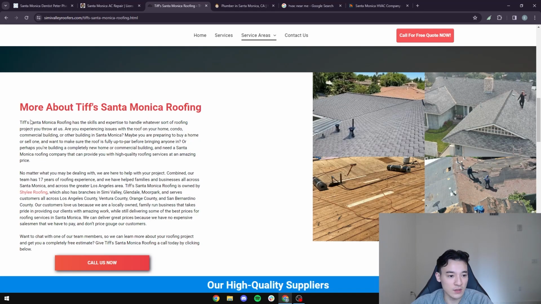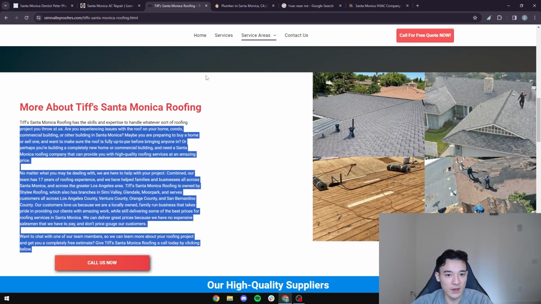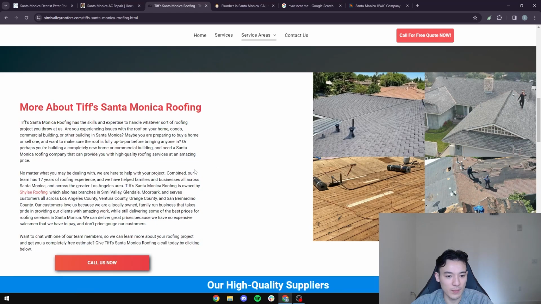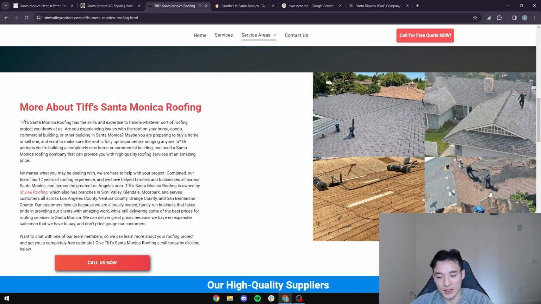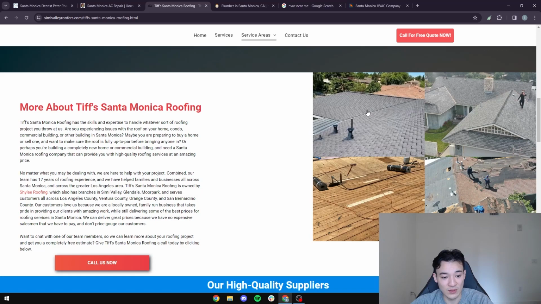Maybe it's emergency services, 24/7. Maybe you're talking about the projects as well. I would even show before and after results of what you've done here. These are great pictures, right? But I would do before and after pictures of what it originally looked like and what it looks like now. Maybe if you have some videos as well.